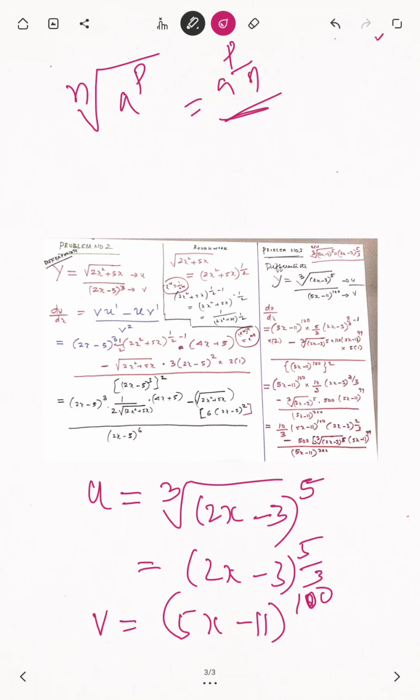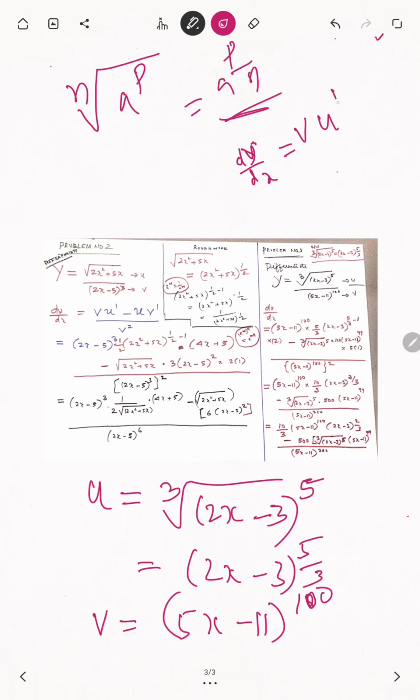Here some complicated expressions are all available. For the student it's very complicated. So that's why I will explain in a better way. Okay, what is our standard rule telling? Even you go to this formula for saying this. v u dash minus u v dash by v square. Okay, what is the formula? dy by dx is what?